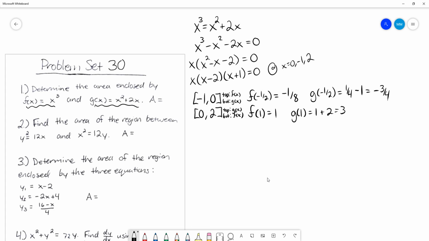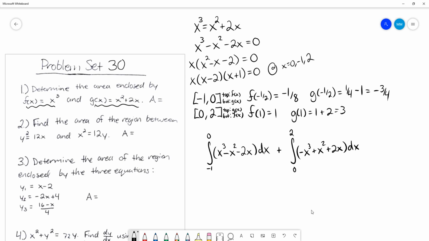So this first integral is going to be from negative 1 to 0, and it's going to be f of x minus g of x. So it's going to be x cubed minus this. And then add our second integral, which is going to be from 0 to 2, because that's that second interval. It's going to be the opposite. It's going to be g of x minus f of x. And I am going to keep that in standard form, so it's going to be negative x cubed plus this.